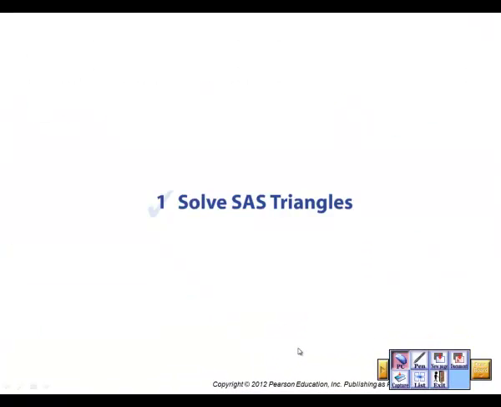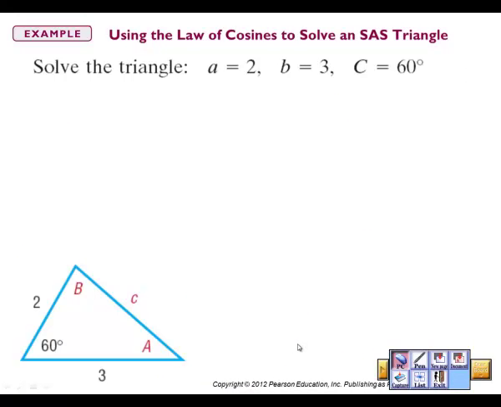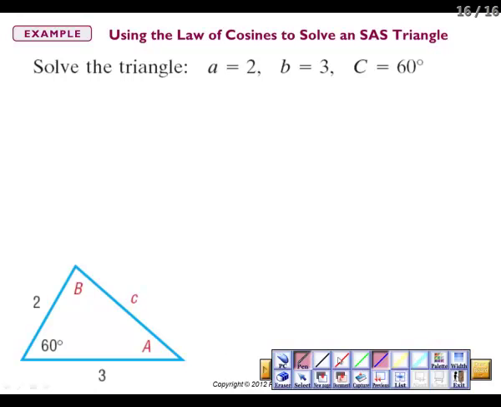Okay, so let's take a look at some problems. Alright, we want to solve the triangle. Side A is 2, and side B is 3, and angle C is 60 degrees, and that's all we have.